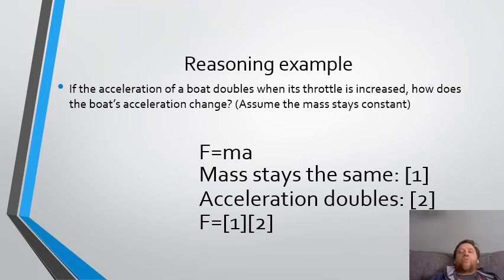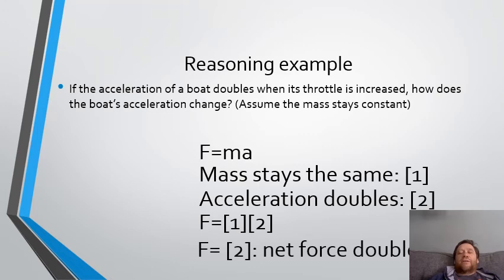And I take those two bracketed things, I multiply them. 1 times 2. Well, that's not hard math. It's just 2. But it's in the brackets, so it doesn't mean that there are 2 newtons. All it means is that they're 2 times the original force. So the net force must have doubled when the throttle was increased in the problem.